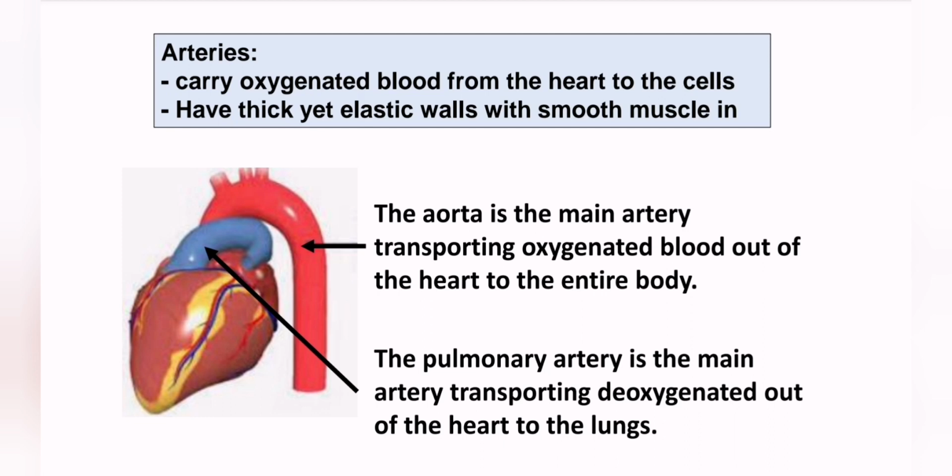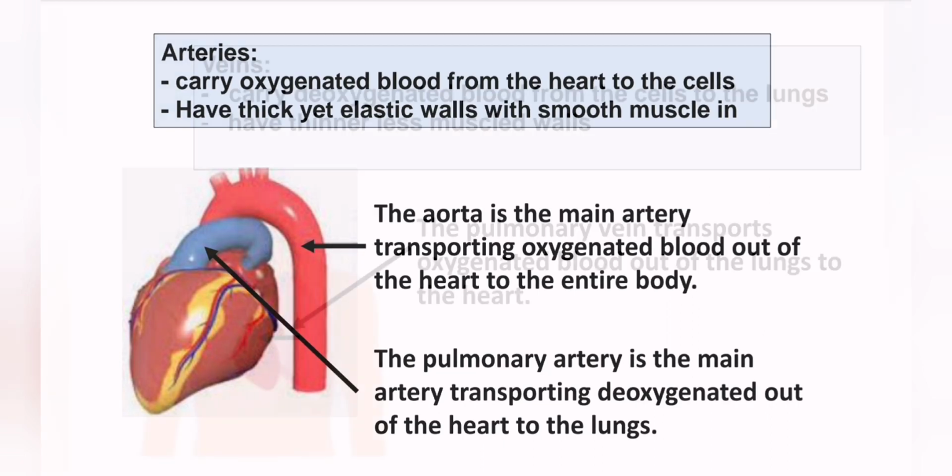The other artery visible on this diagram is the pulmonary artery, which is an artery transporting deoxygenated blood out of the heart towards the lungs. So obviously that's why it's in blue. This blood still needs to reach the lungs to receive oxygen. It's the only artery in the body that has deoxygenated blood.